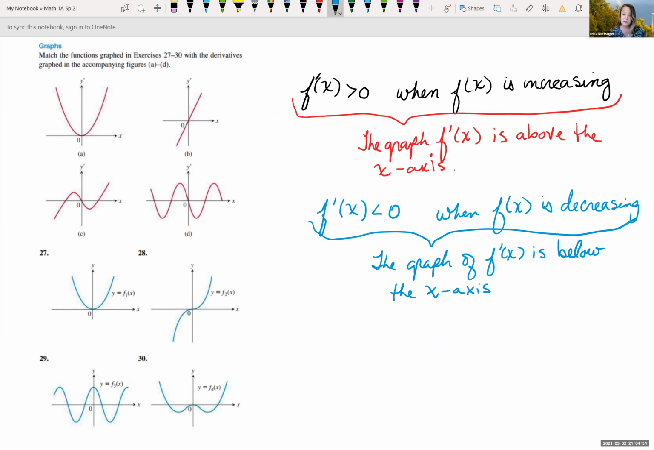Other things that could help me determine what the graph of the derivative would look like is looking at when the slope of the tangent line is equal to 0. So f prime of x, the slope, is equal to 0. This happens when we have maxes or mins. So this occurs where f of x has a max or a min value.